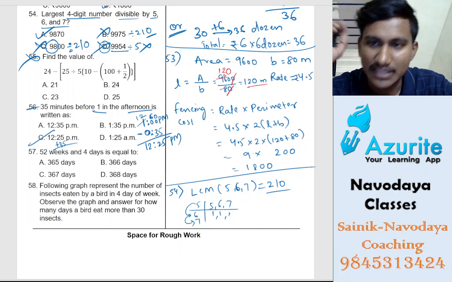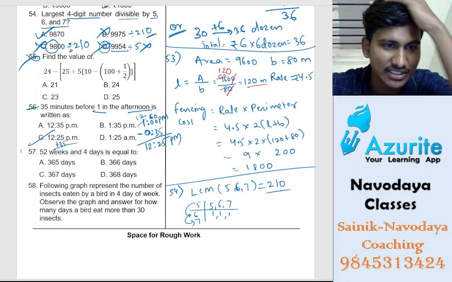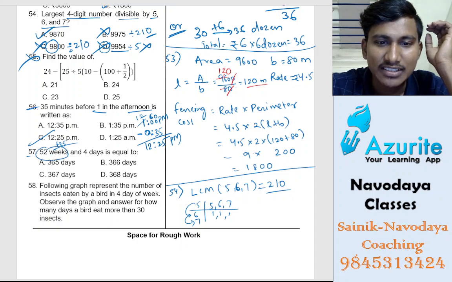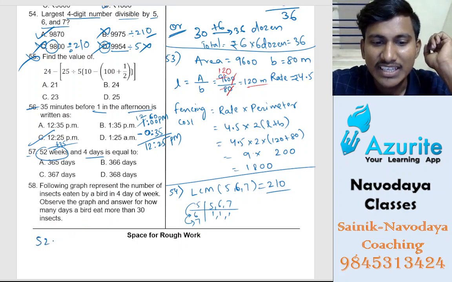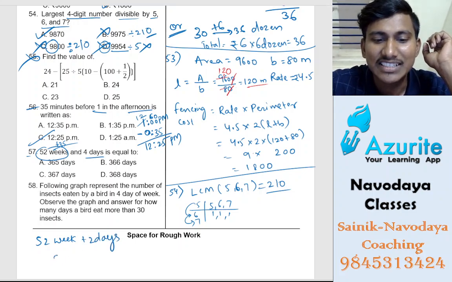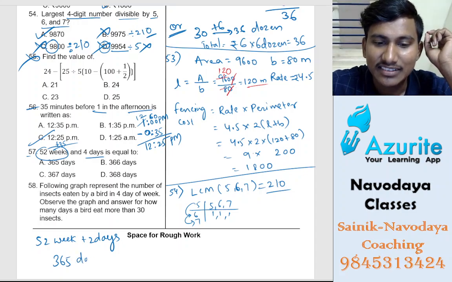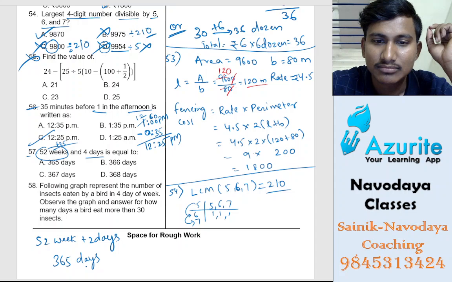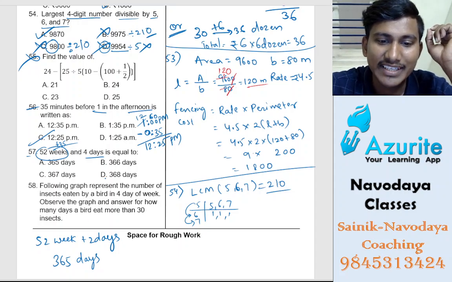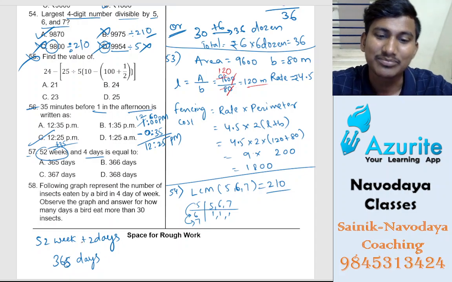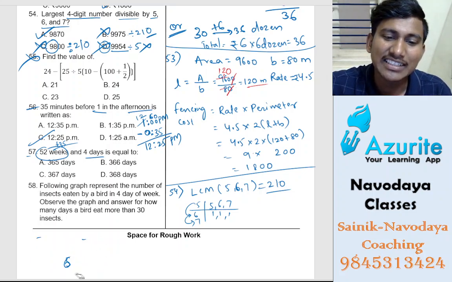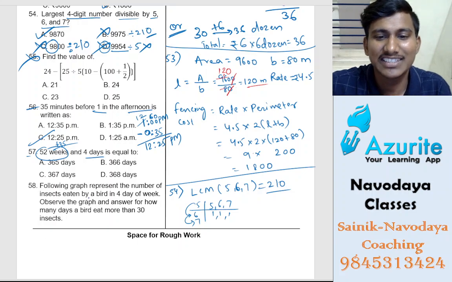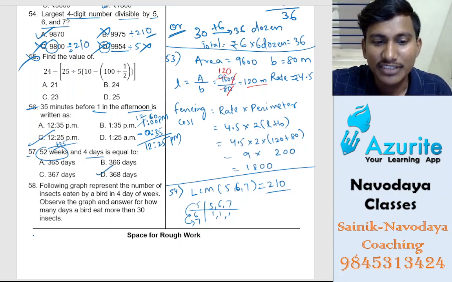So see here, 57 question. What is the question here? 52 weeks and 2 days. 52 weeks we already know, that is 365 days, right? So if you add 2 days, it will be 368. Answer is 368. Or 52 weeks, 1 week means 7 days, so 52 into 7 days plus 4 days.